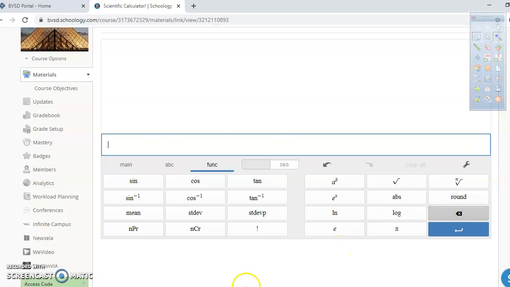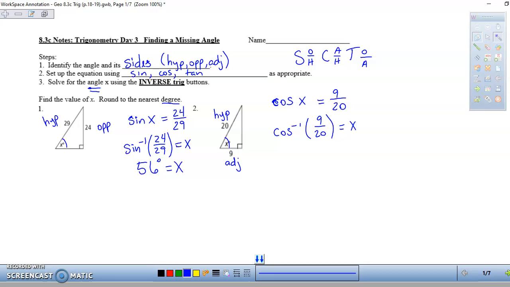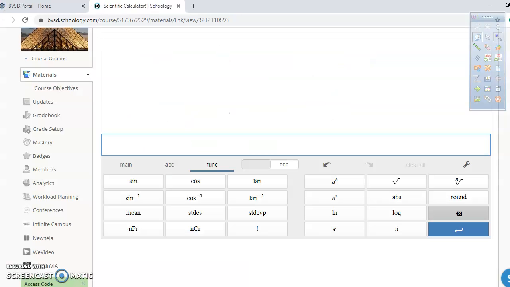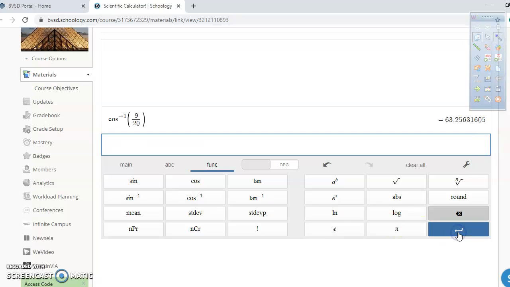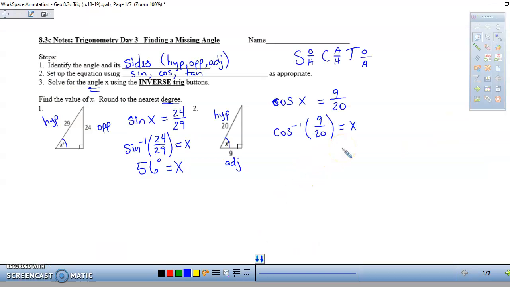Okay, now I've forgotten what it is. So 9 over 20. So inverse cosine of 9 over 20. So inverse cosine, I do 9 divided by 20 and then hit enter. So this is again the angle measure that goes with these two sides as a cosine. So the angle measure is going to be 63 degrees. So my final answer here is 63 degrees is equal to x.